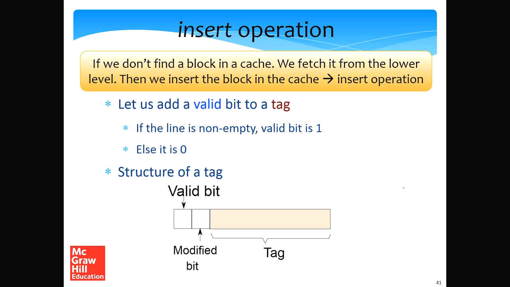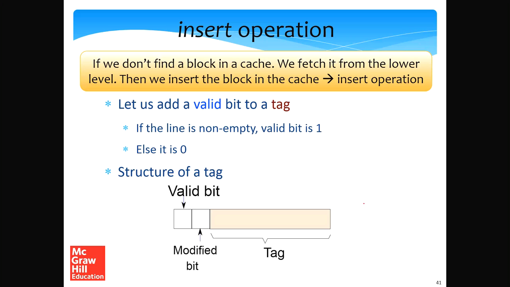So if we don't find a block in a cache, we fetch it from the lower level. Then we insert the block in the cache with an insert operation. So let us add some new state. Let us add a valid bit to a tag. If the corresponding line in the data array is non-empty, which means there is some valid data, the valid bit is 1, otherwise it is 0.